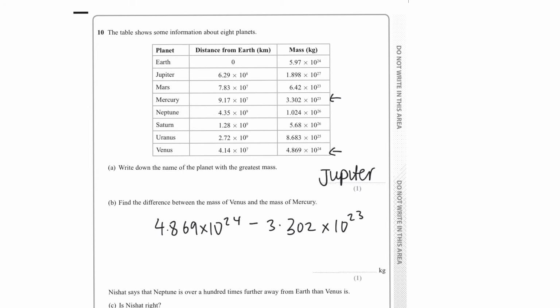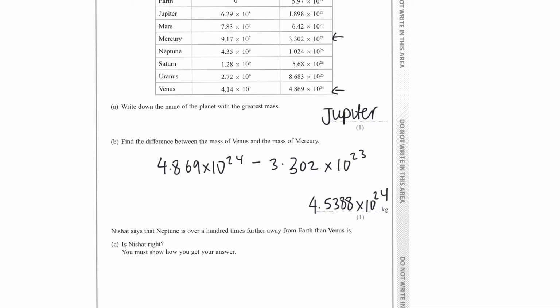Because this is a nice calculator paper, you can just literally stick that into your calculator, and that should give you an answer of 4.5388 times 10 to the 24. Okay. And then part C, it says Nishat says that Neptune is over 100 times further away from Earth than Venus is. Is she right?